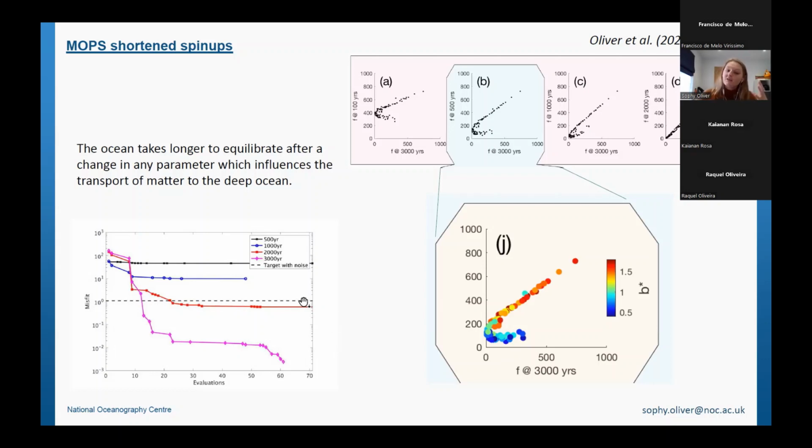So we failed to successfully optimize shorter than a 2,000-year spin-up, but we still got a computational saving of a third, if you think about it. So not too bad.